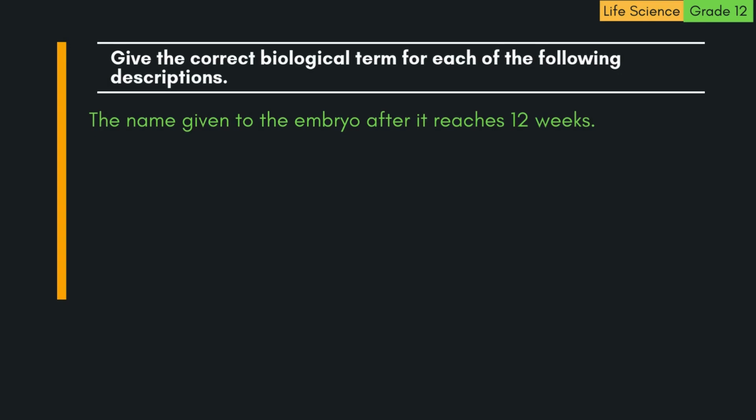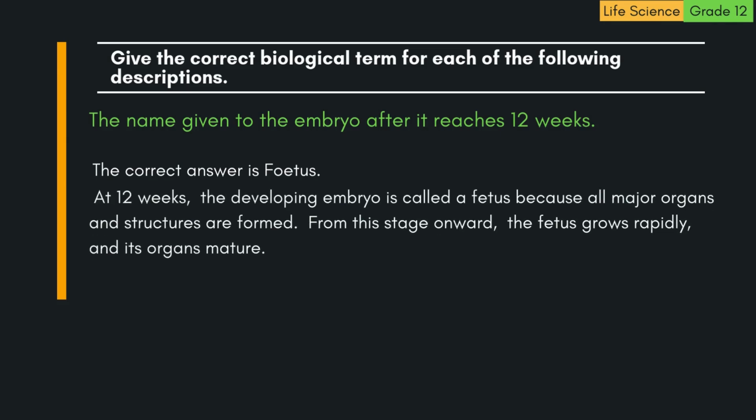The name given to the embryo after it reaches 12 weeks. The correct answer is fetus. At 12 weeks, the developing embryo is called a fetus because all major organs and structures are formed. From this stage onward, the fetus grows rapidly, and its organs mature.